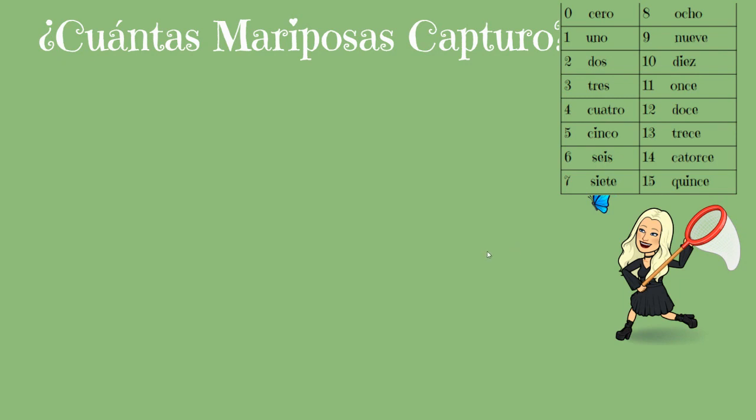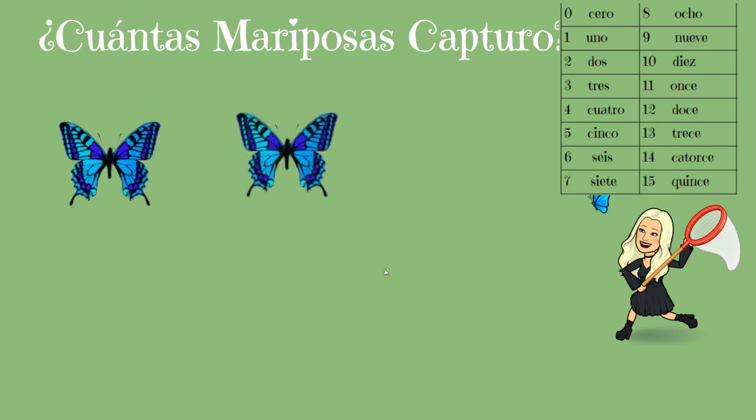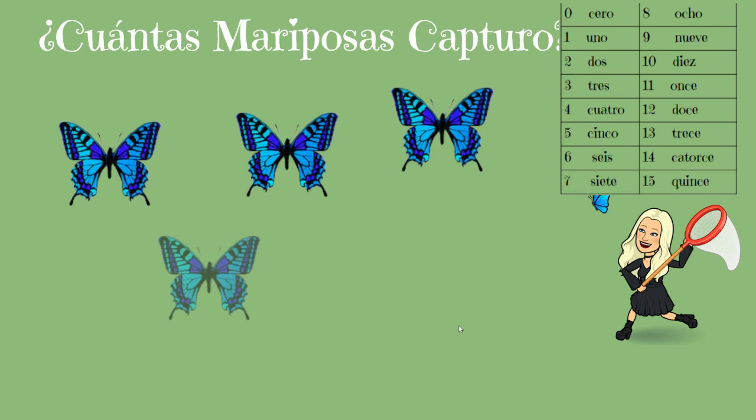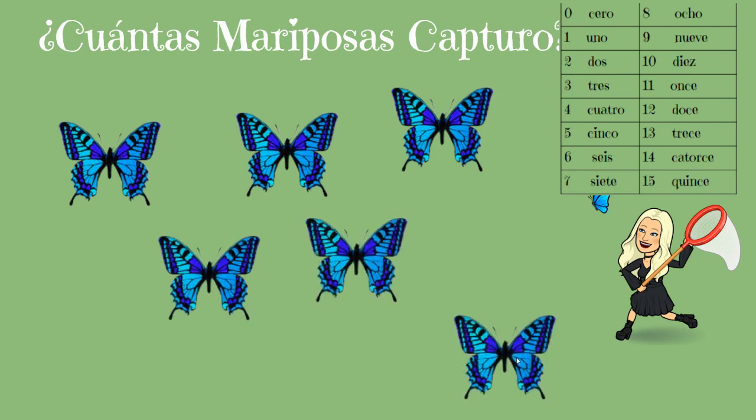So go ahead, make a guess, and shout out your answer in Spanish. All right, let's count together. Yo capturo 1, 2, 3, 4, 5, 6. Yo capturo 6 mariposas.